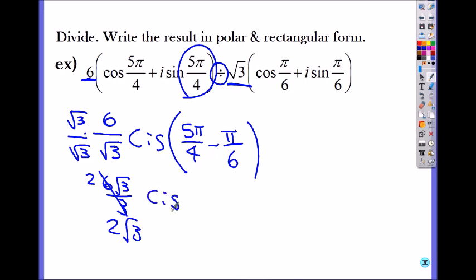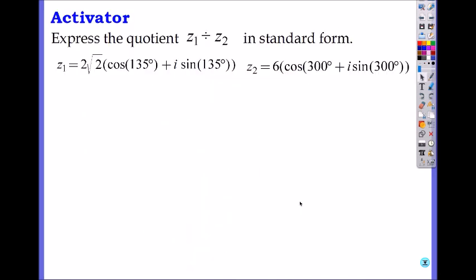2 root 3, cis, what's the least common multiple of 4 and 6? You mean 12? 12. So here you multiply by 3 and 3, so 15 pi, minus, for 6 to 12, you multiply by 2 and 2, so 2 pi. So you get 2 root 3 cis of 13 pi over 12.